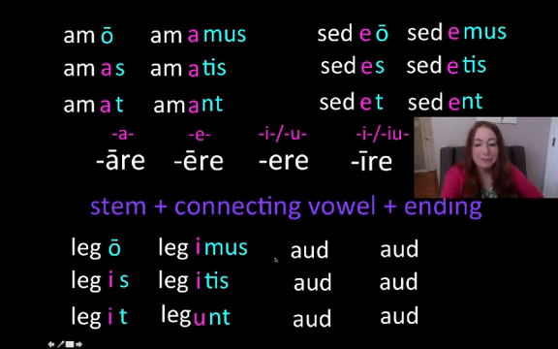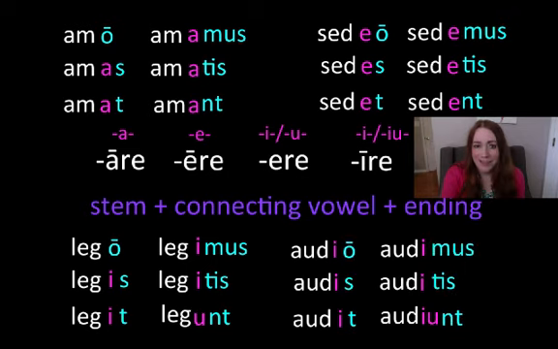Finally, the fourth conjugation. Aud, which comes from audire, which means to hear. Stem, connecting vowel, ending. Notice again we do add an extra connecting vowel here. I hear, you hear, he, she, it hears, we hear, you all hear, and they hear. The second and the fourth conjugations are the ones that add the extra connecting vowel in the first person. Other than that, we leave that connecting vowel or that glue out.